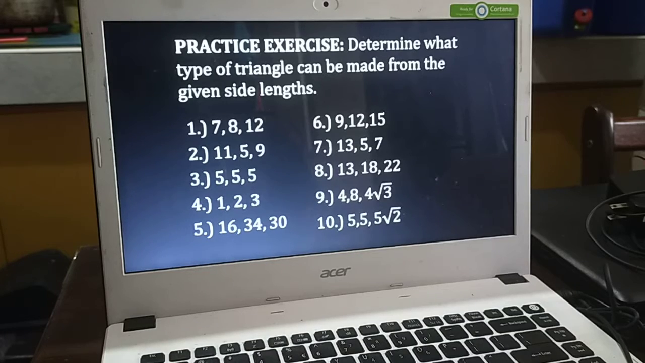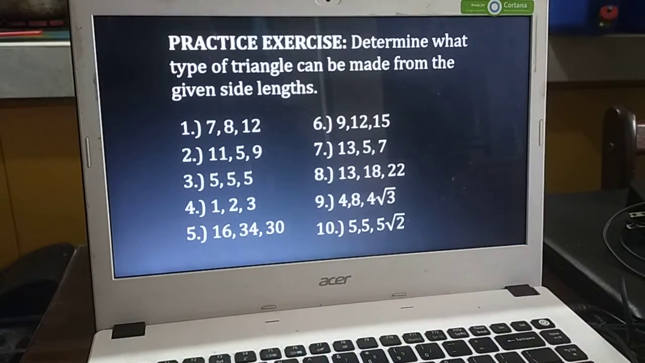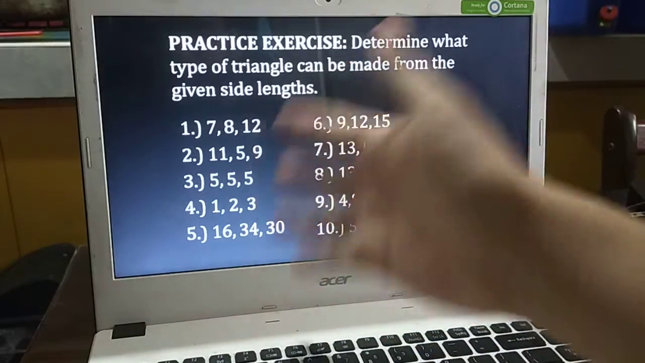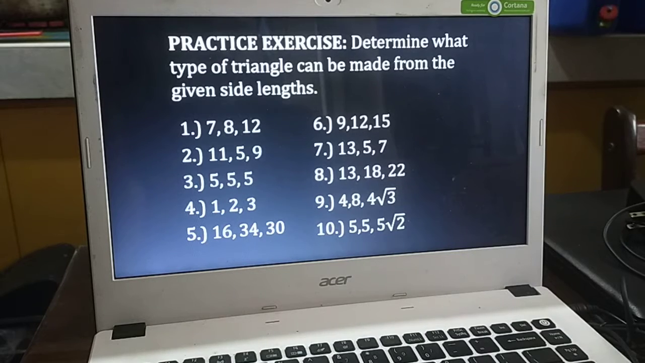So, next is, what if we have a radical? Right? How can we test or identify what is the longest side? Are we going to need to use a calculator, or do we need high mathematics or something? No, we don't need that. So, here, in these items 1 to 8, we can simply identify which is the longest side, or the largest side of the triangle, or the dimension.